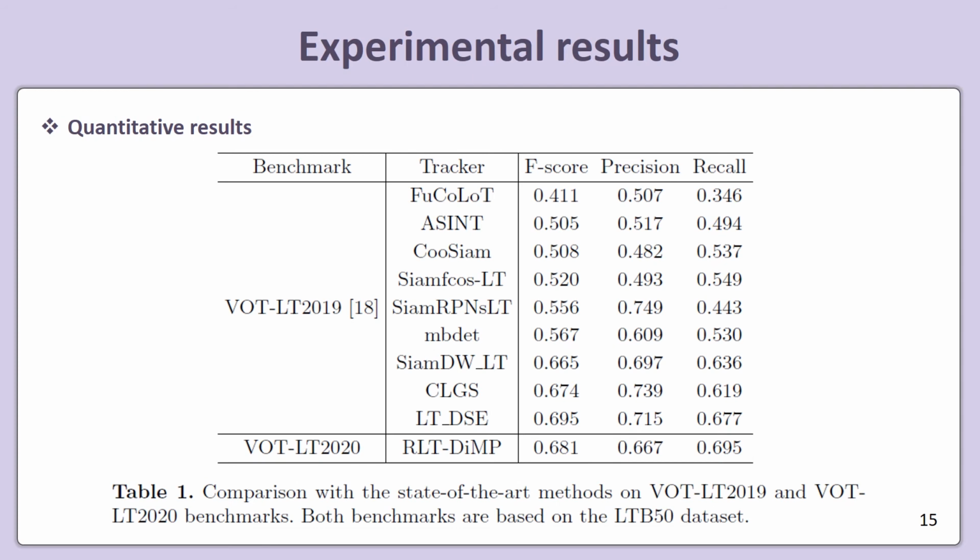We compare our proposed method with the state-of-the-art methods on the VOT-LT benchmark. Our RLT-DiMP achieves performance comparable to the state-of-the-art long-term trackers on the VOT-LT benchmark. Notably, we achieve the highest score in the tracking recall metric, which means that our tracker is well modeled to be robust for long-term tracking through the three contributions.